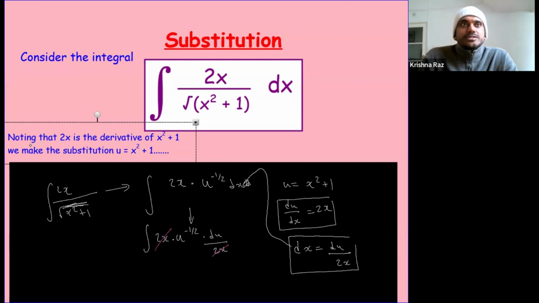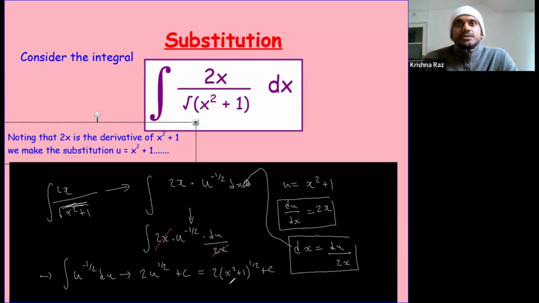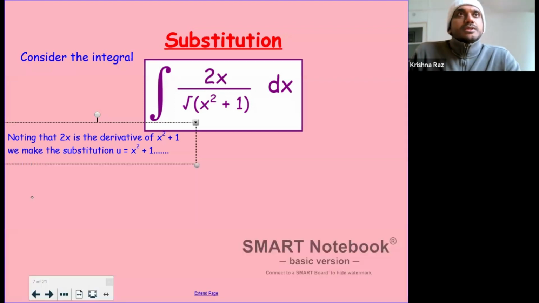Now the variable is just in terms of u, we can integrate it. So we have the integral of u to the minus a half du, which will be u to the half divided by a half, plus c. And since u is x squared plus 1, the answer will be 2 times x squared plus 1 all to the half, plus c. And that is the method of substitution. So let's have a look at another example.